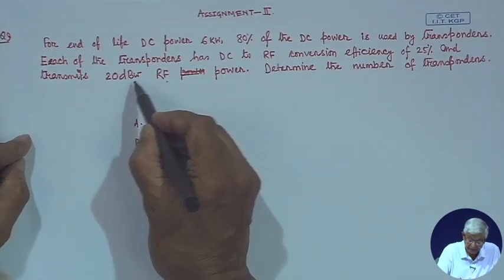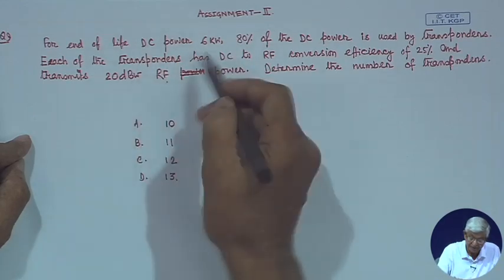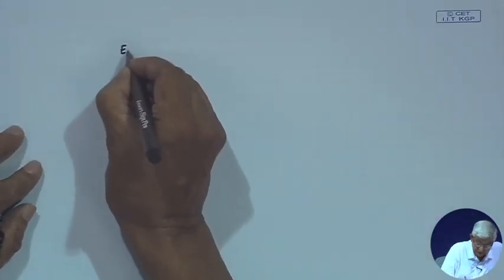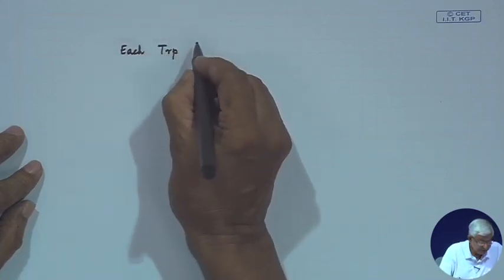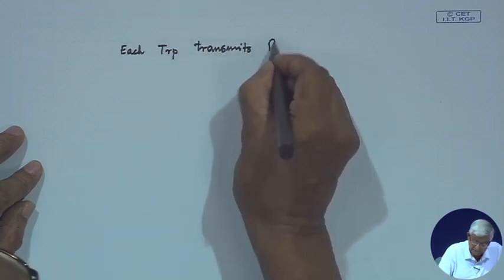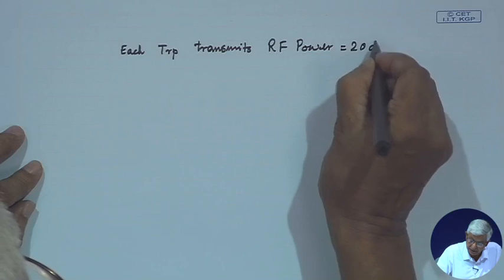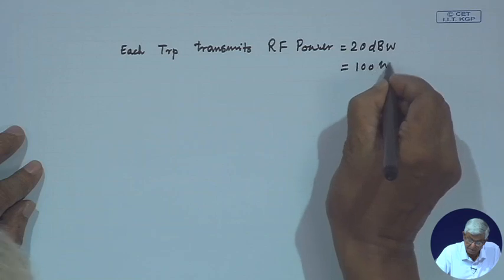First, let us see, in some cases it is given in dBW, that is in dB, and in some cases it is given in watt. So, convert into one of them; better to go into ratio and go into the watt itself. So, each transponder, I call it TRP, transmits RF power of 20 dBW, which we convert into watt, it will become 100 watt.